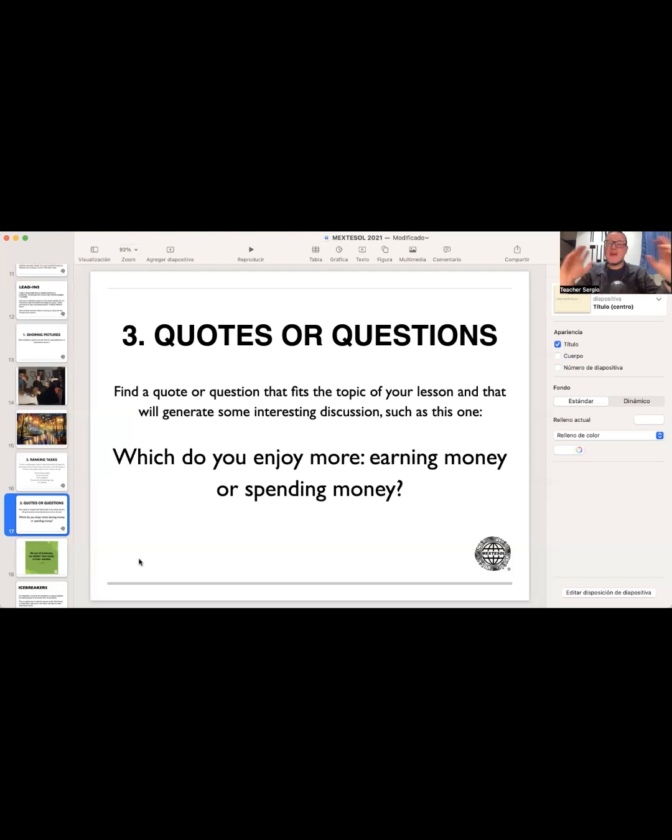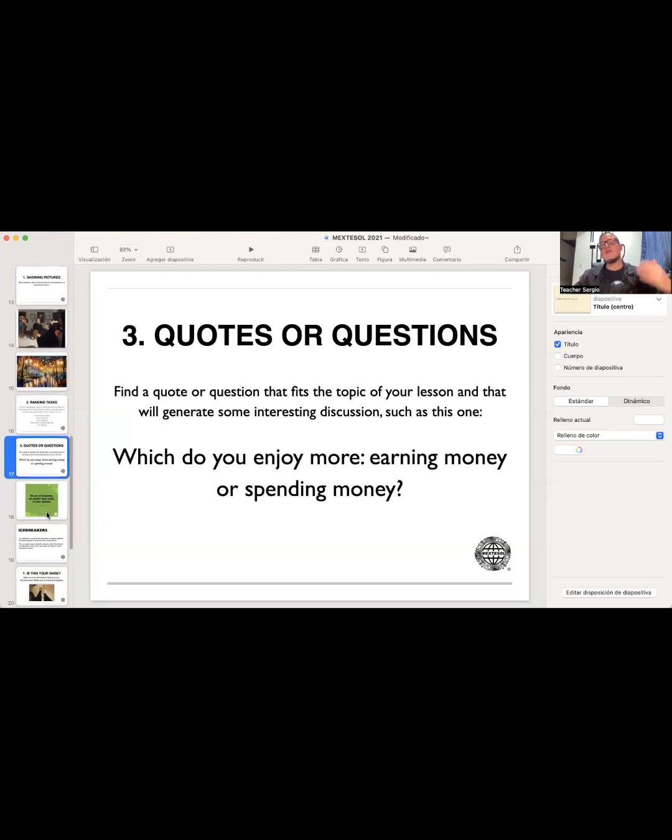So again, we can start by showing only one question, but the question has to generate some interesting discussion. You have to put two very different scenarios in which people have to be asking each other, like, well, I prefer to earn money because of this and that. Because earning money is more important than spending money, because if you spend money all the time, then you waste it and you end up with no money. Yeah, but of course spending. And then people get to talk and to talk and to talk. So this is a very good idea to start your class. And of course, you would have to find a correct topic for your lesson.